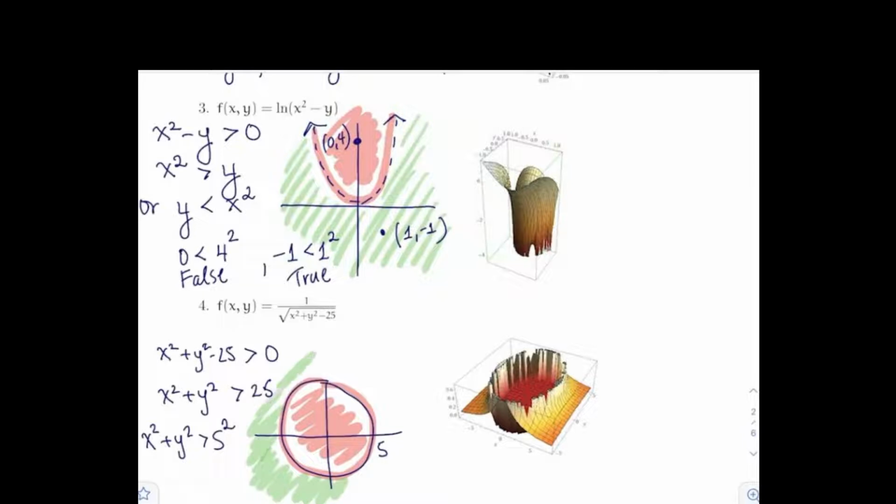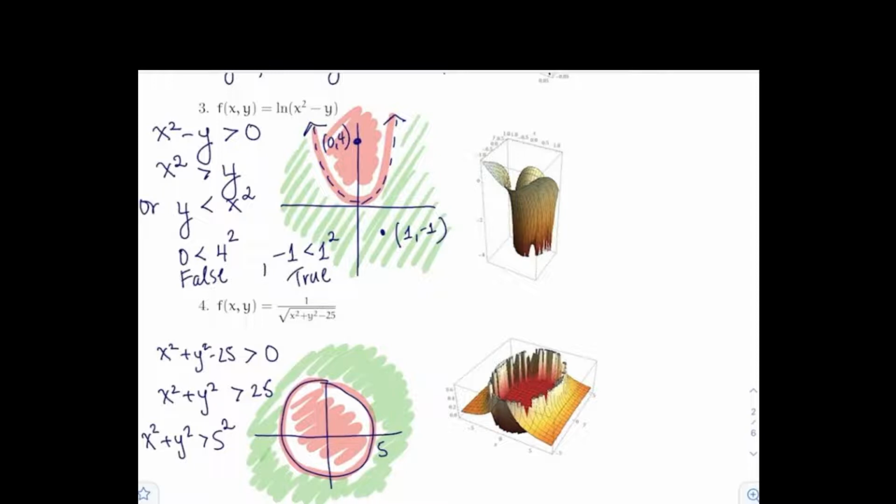So to stay consistent, I'm shading my domain in green. And you can see what's happening on the right. You have your surface that has this asymptotic behavior around the circle, and it's defined for everything equivalent to the green portion of our sketch. And then it's undefined for everything inside that circle.